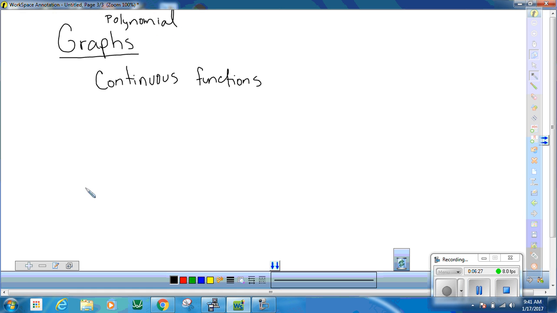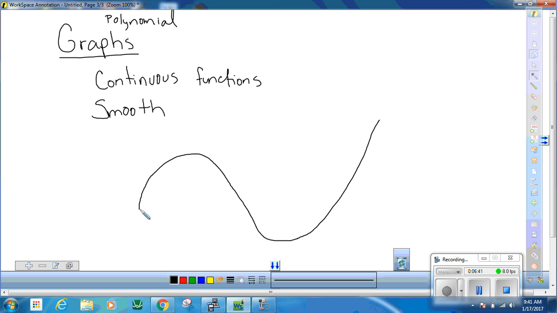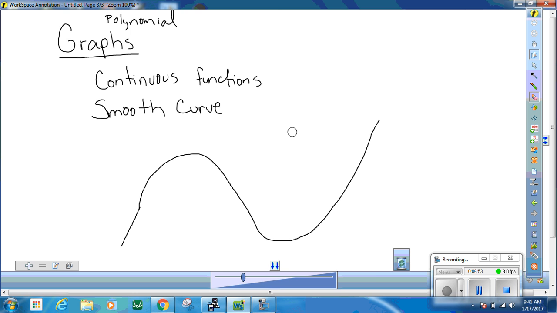We know that they're smooth. Okay, we don't have any sharp corners or anything. Everything is nice and smooth and curvy. They can take different amounts of curves and different things, but they are a smooth curve and not like absolute value that comes to a straight point. You know, we don't have any points in a polynomial function. They are smooth. All right.